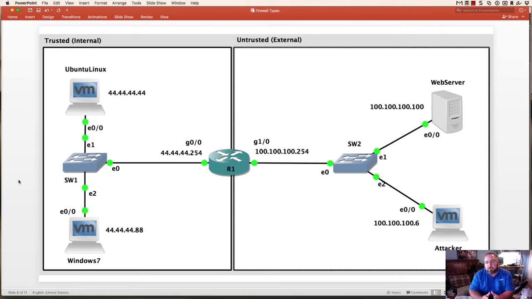But if you were to look at the actual traffic that's flowing back and forth, you would see a TCP SYN request sent from the Windows 7 computer, and that TCP SYN request would be received by the web server. When the web server responds, it is going to respond in the TCP header with a SYN ACK as part of the TCP three-way handshake. That SYN ACK is going to be received by the Windows 7 computer.